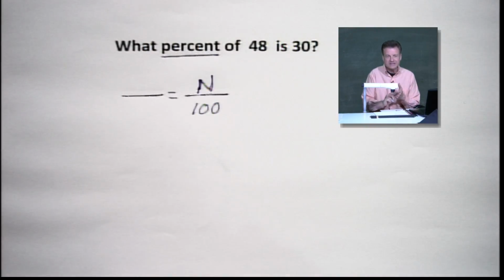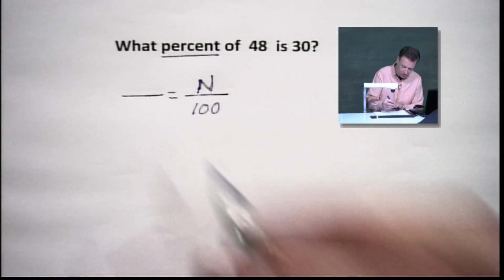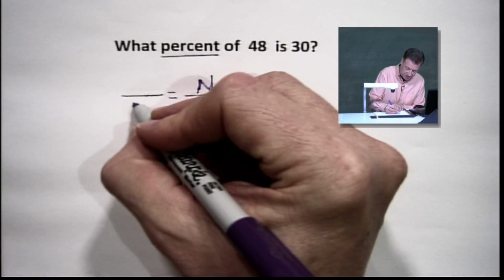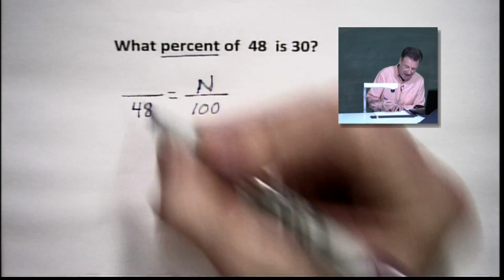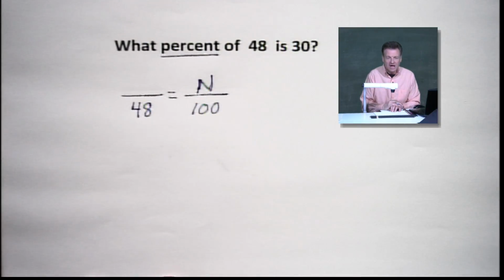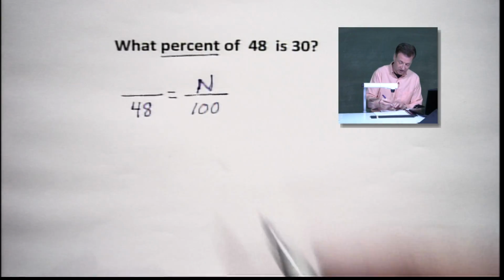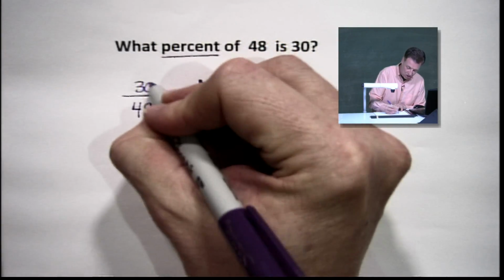Now, where do we put the 30 and the 48? Remember I said usually the word of is a very good indicator of the base, the total part that we're looking for, where our starting point is, and that's where we're going to start, is at 48. Right there it goes. Up above, the only place left to go is that's the part, follows the word is. So that gives us 30 there.